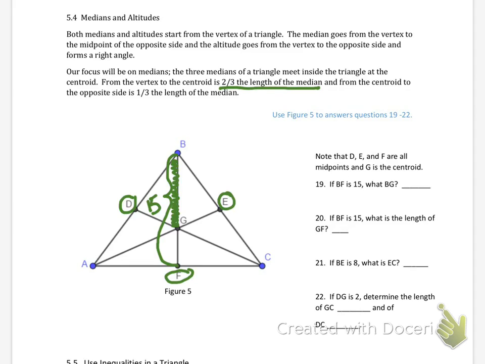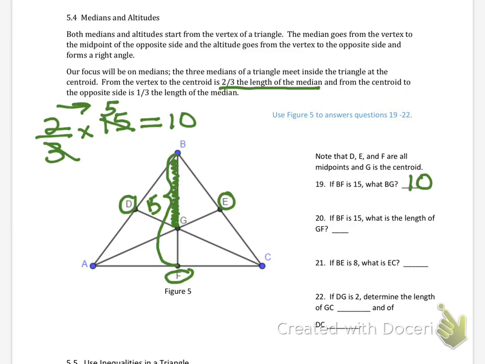If the median is 15, 2/3 times 15 gives me, okay, the 3 can go into the 15 5 times, and then multiply straight across. That's going to equal 10. So BG is 10.